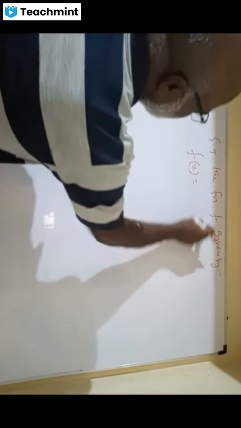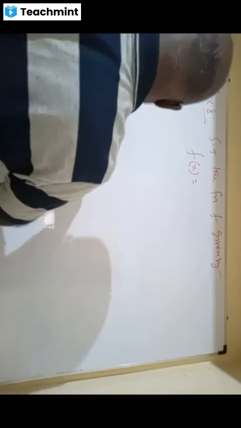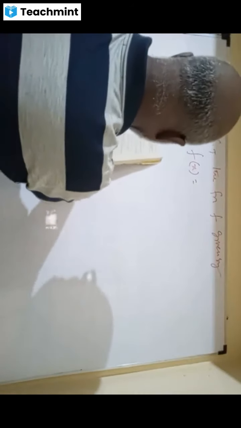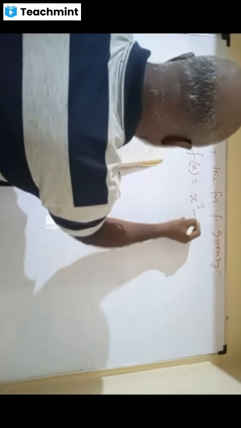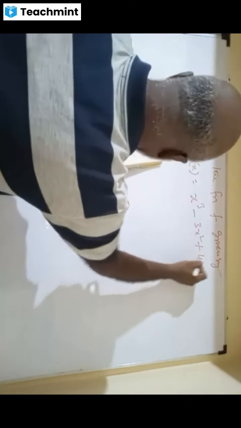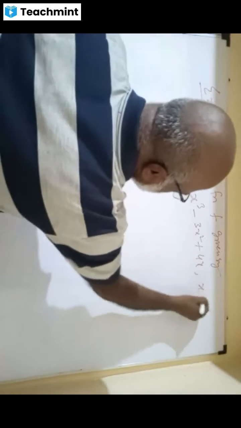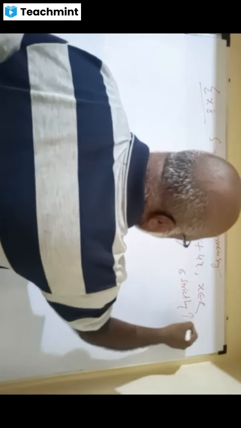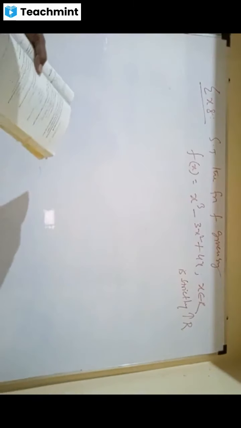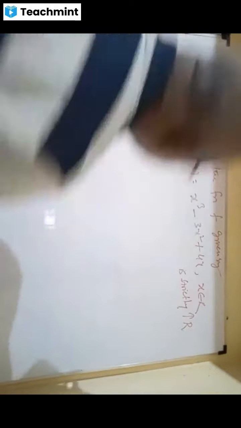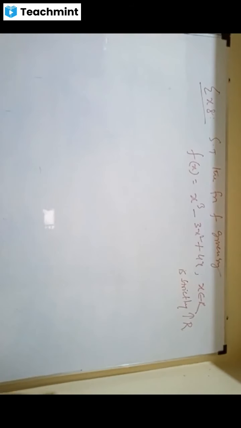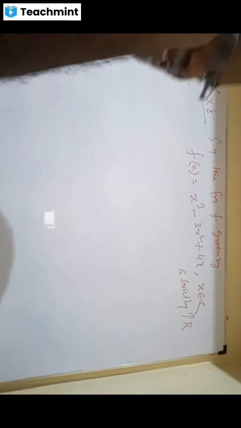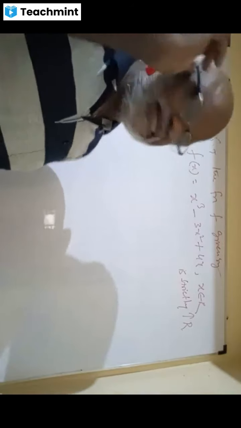Show that the function f given by f of x equals x cube minus 3x square plus 4x, where x belongs to R, the real numbers, is strictly increasing in R. Friends, here we have been told that if I can say that f dash x is always greater than 0, then it is strictly increasing, right?